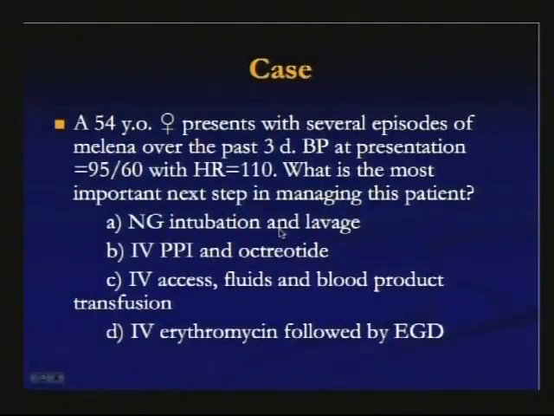All right, this is a case for you. So 54 female with several episodes of melena over the past 3 days. Blood pressure mid-90s systolic with a heart rate of 110. What's the most important next step in managing the patient? NG intubation and lavage, IV PPI and octreotide, IV access, fluids and blood product transfusion, IV erythromycin followed by EGD.